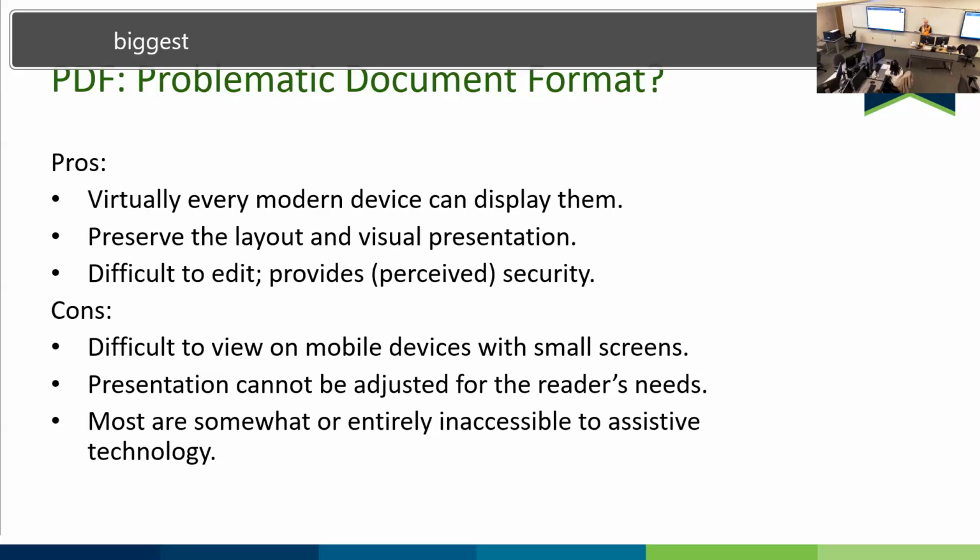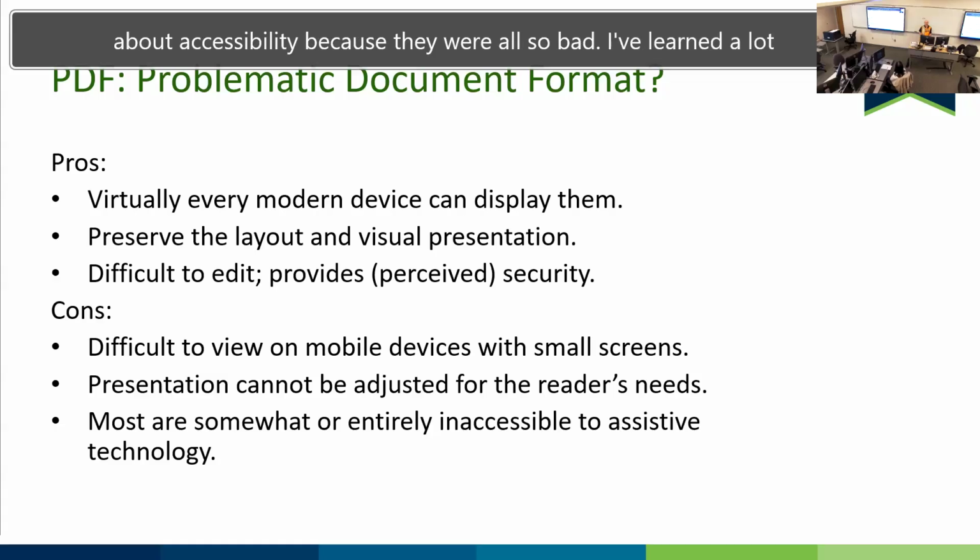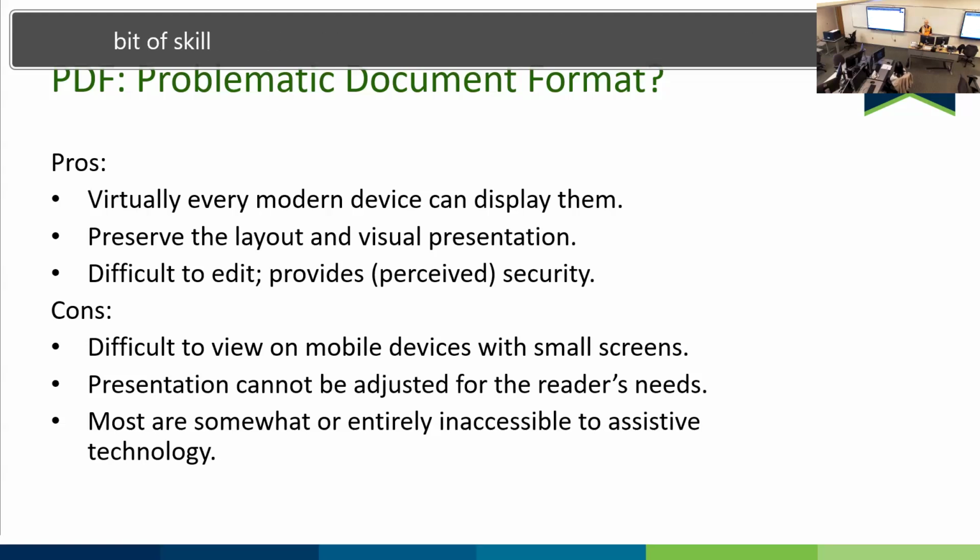And then the biggest thing, and what we're addressing today, is that most PDFs out there are either a little bit or entirely inaccessible to people who are using assistive technology. That's not a failing of PDFs. When I came into this job, I had a really, really poor attitude towards PDFs as I was trying to learn about accessibility because they were all so bad. I've learned a lot since then. It turns out you can actually do a lot to make a very accessible PDF, it just takes having a little bit of knowledge, a little bit of skill. It can be done. It's just not something that comes naturally or easy. So we're introducing some of those skills today.